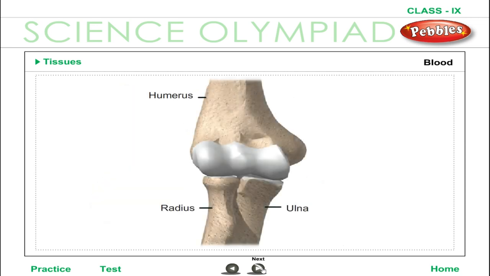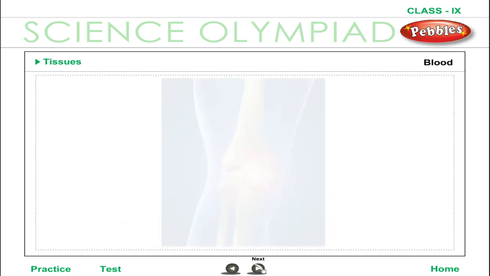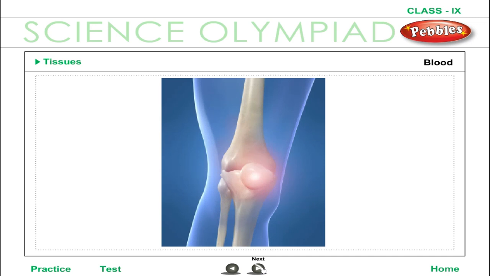Bone is another example of a connective tissue. It forms the framework that supports the body. It also anchors the muscles and supports the main organs of the body. It is a strong and non-flexible tissue. Two bones can be connected to each other by another type of connective tissue called ligament.